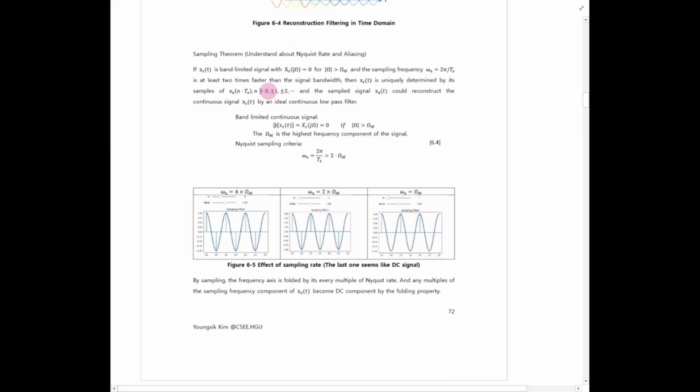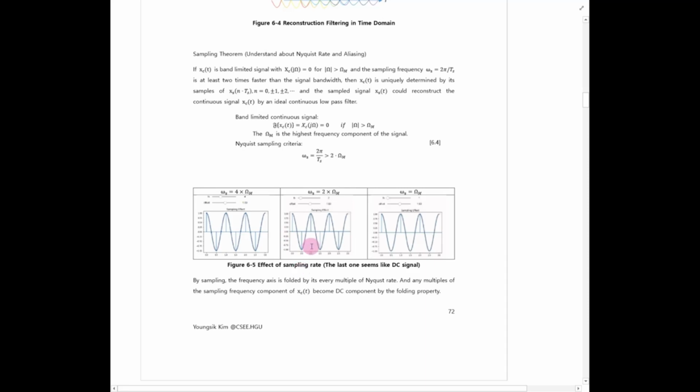The sampling frequency should be at least 2 times faster than the signal bandwidth. The signal bandwidth at this moment is omega m. So omega s should be at least 2 times omega m. If it satisfies the conditions, x(t) can be reconstructed from the sampled signal, by low-pass filtering, if it satisfies the Nyquist rate conditions.